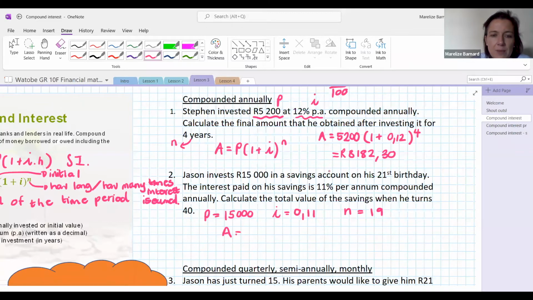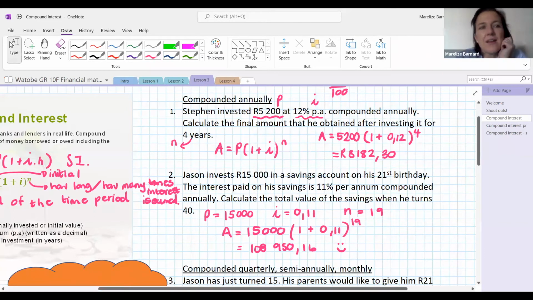So our principal amount is 15,000. We're going to pop that into the formula. And then our interest is 0.11, and it is to the power of 19, because for 19 years the money is going to be there in the account, and he's going to earn interest 19 times. So I also got 108,950,16. Great stuff. Okay, not so bad. Well done, everyone.